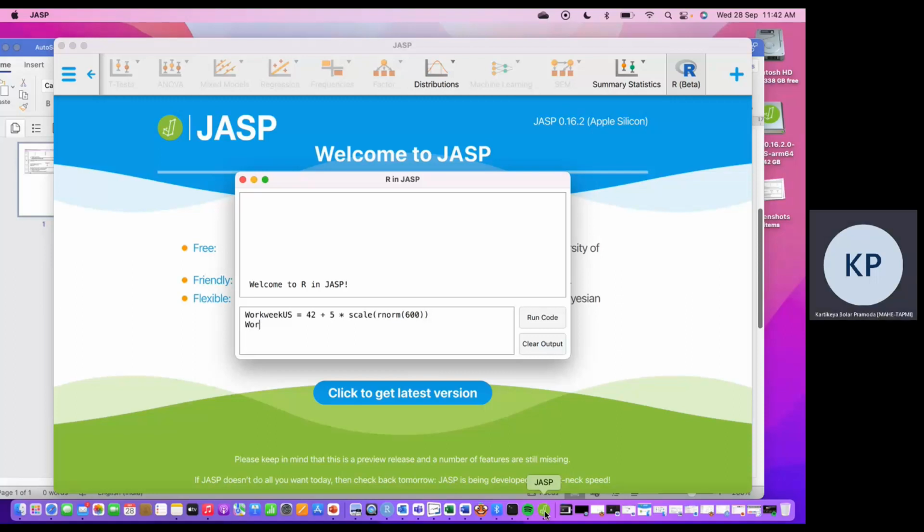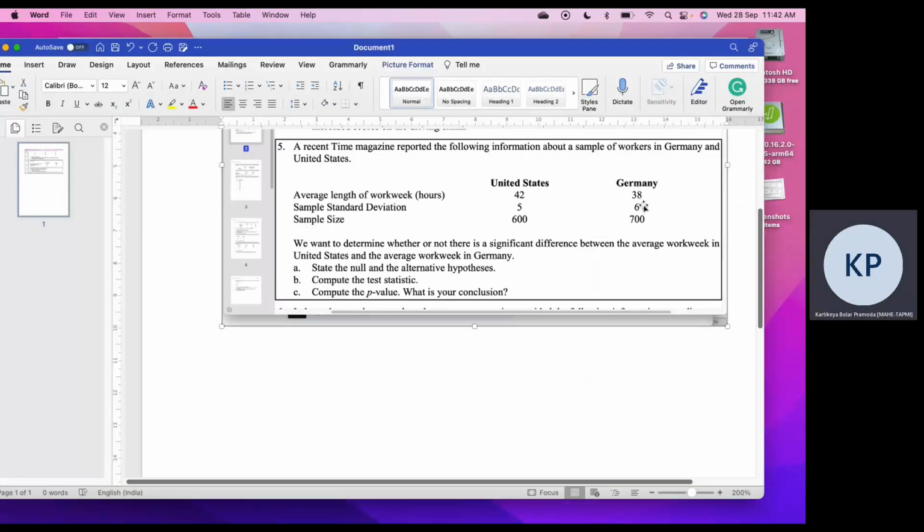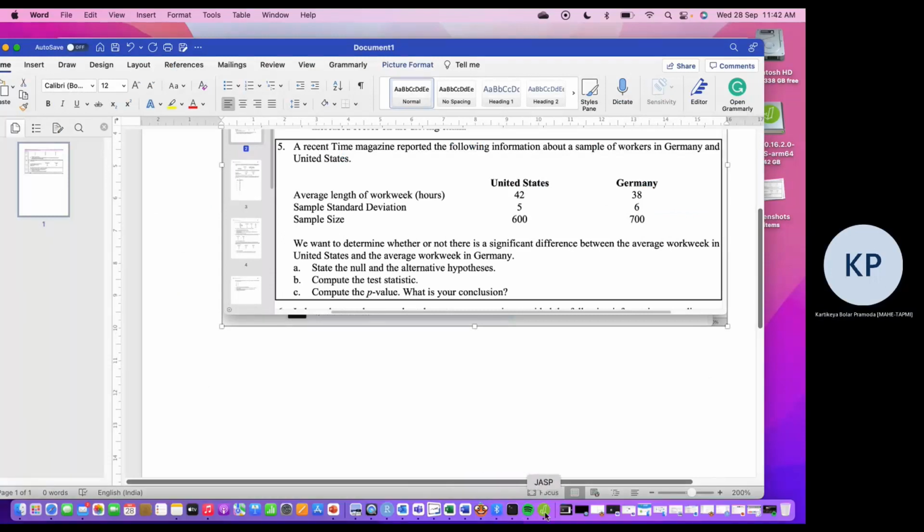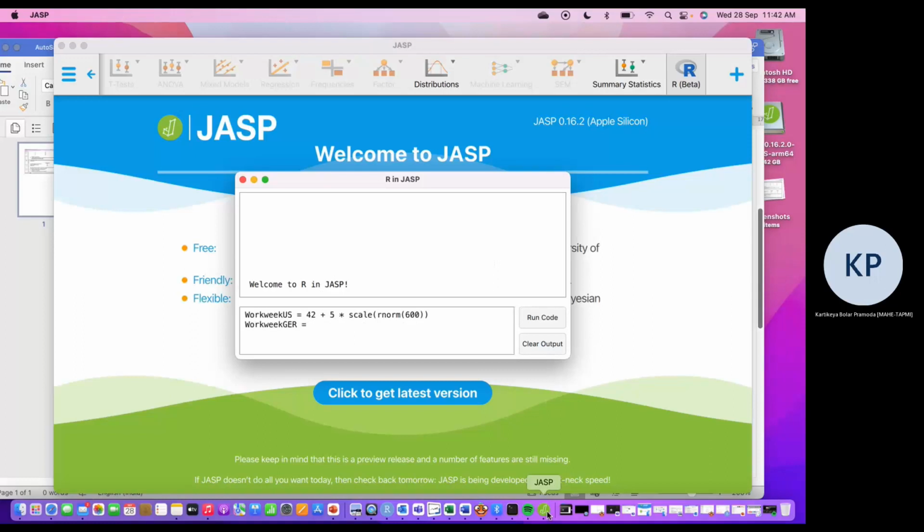Then on similar lines, we will make use of Germany. For Germany, the specifications are 38, 6, and 700. So 38 plus 6 into scale, rnorm, 700.